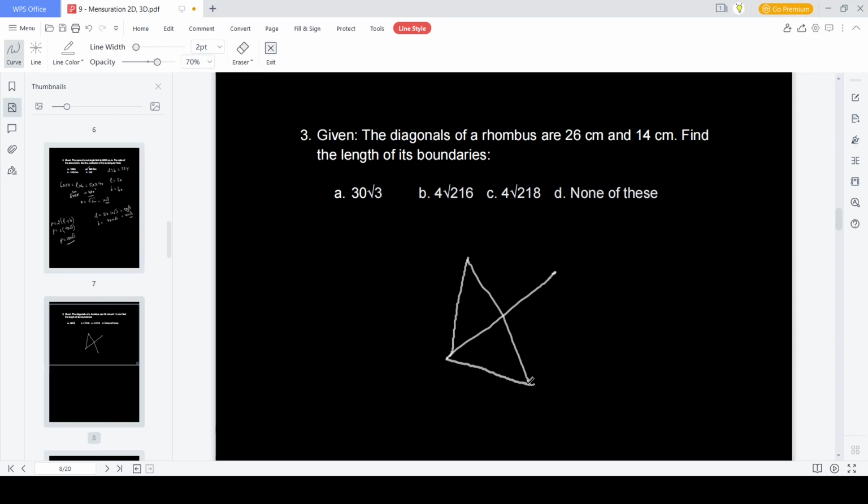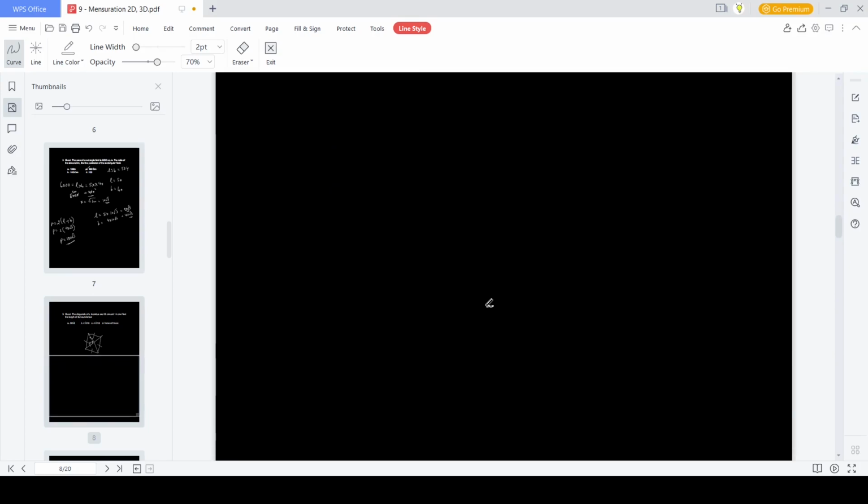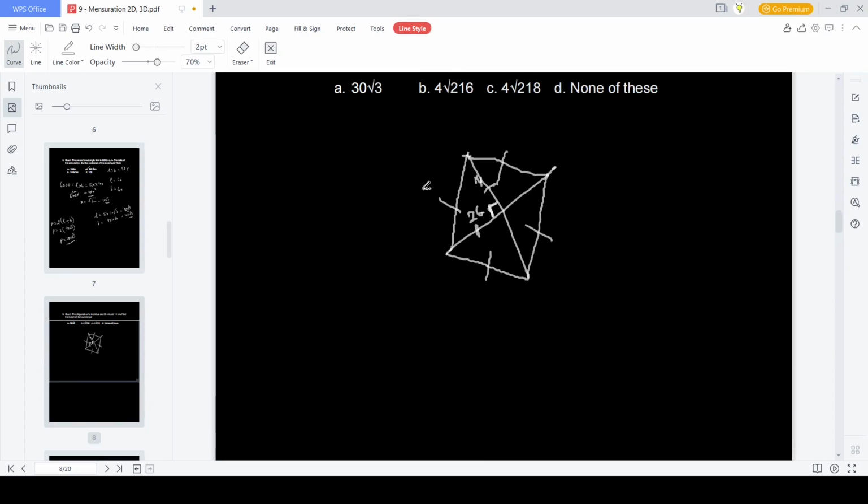So this is how a rhombus looks, and all sides are equal in a rhombus. One diagonal is 26, one diagonal is 14. Here we have to use one property of a rhombus: the diagonals bisect each other perpendicularly. So first of all, this is 90 degrees, and this is equal to this. Let's call the rhombus side length A.